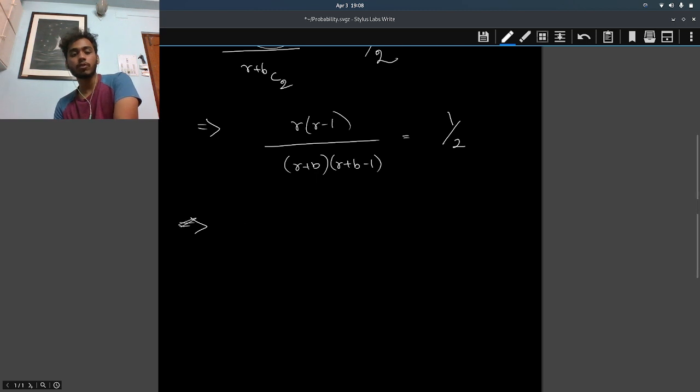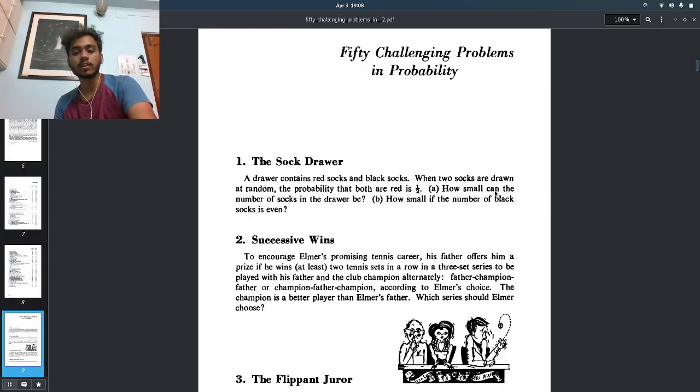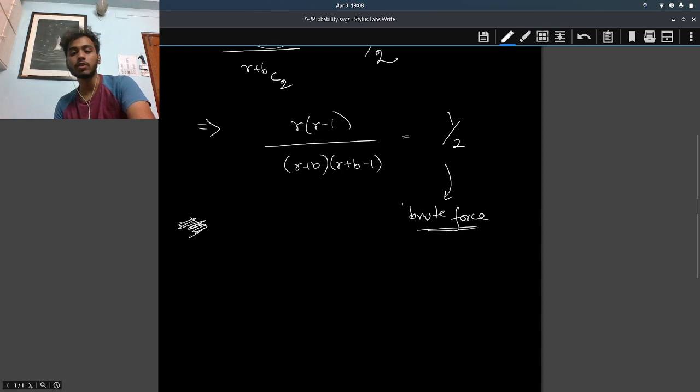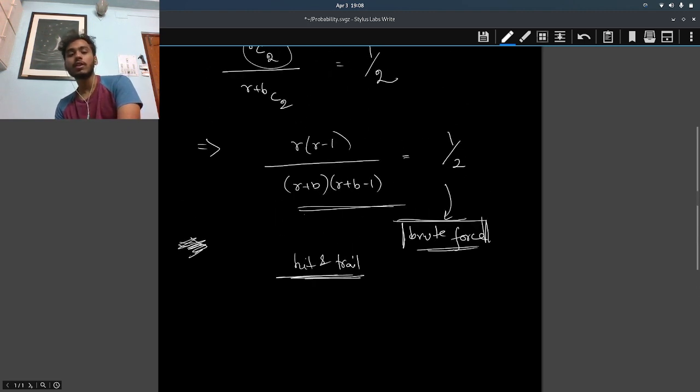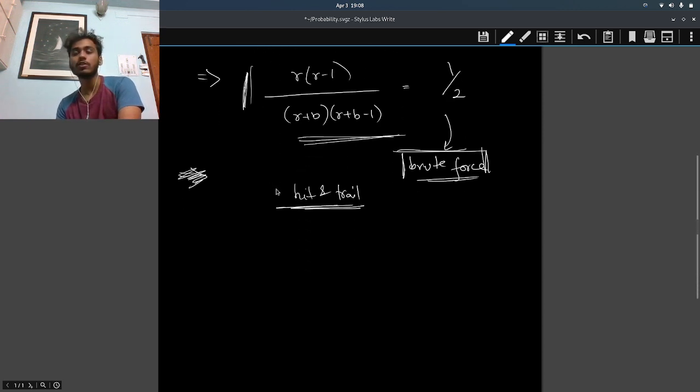So if that is the case, now we can do a brute force approach at this point to get exactly how small the number of socks in the drawer can be, right? But I don't want to do hit and trial at this point, because it seems like too many calculations and too much of a brute force, and I want to do an easier brute force than this. So I need some range, right? I cannot exactly get the value, I'm sure about that.